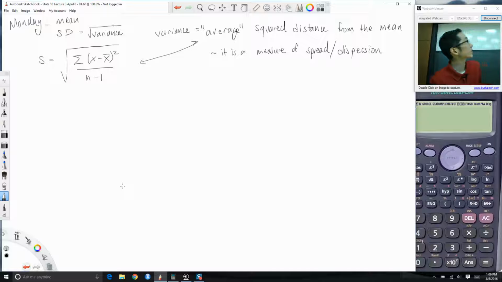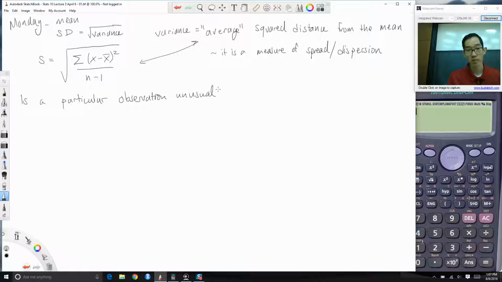Okay, so we have that. Measure of spread or dispersion, okay? The standard deviation is especially useful when we're trying to decide if an observation is unusual or not, okay? So is a particular observation unusual? Well, this all depends, okay? Is a particular observation unusual?